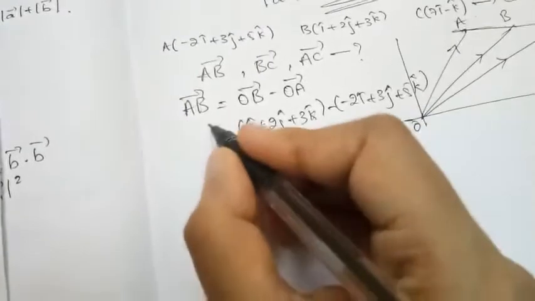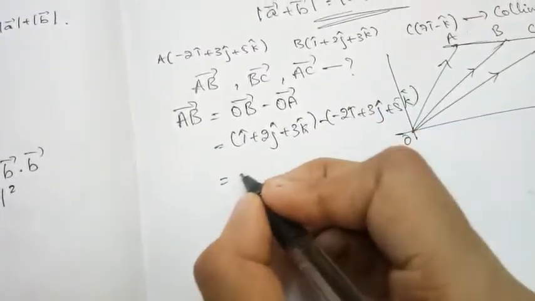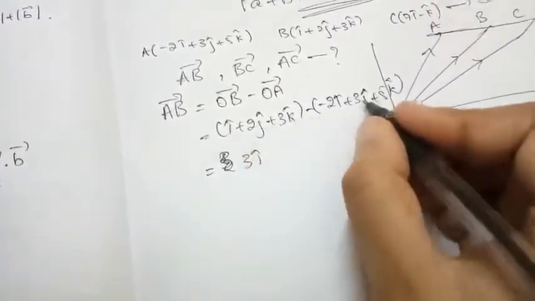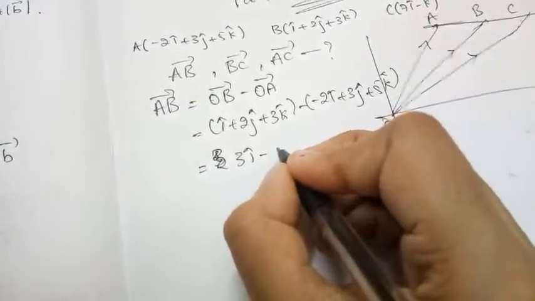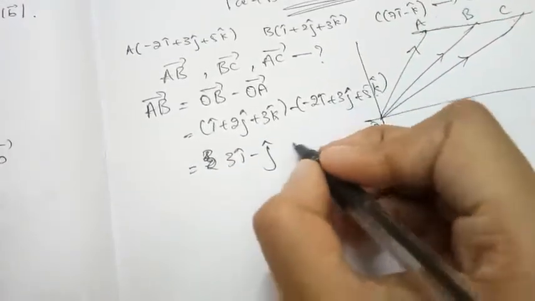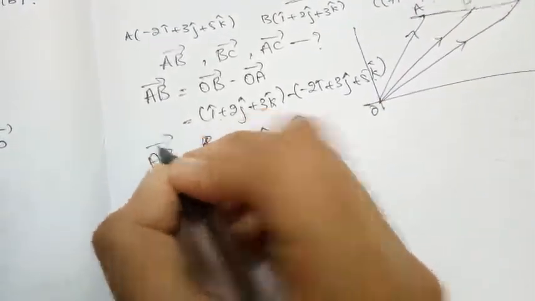So our vector AB is nothing but 1 minus 2, it becomes minus i cap; 2 minus 3, it becomes minus j cap; 3 minus 5, it becomes minus 2k cap. So this is our vector AB.